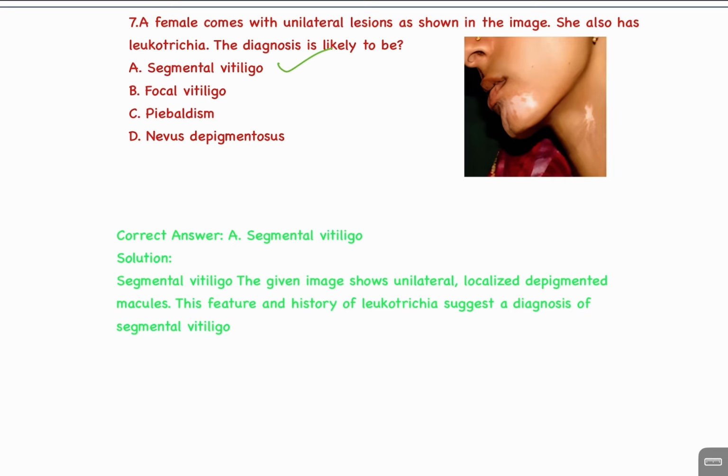Segmental vitiligo. The given image shows unilateral localized depigmented macules. This feature and the history of leukotrichia suggest a diagnosis of segmental vitiligo.